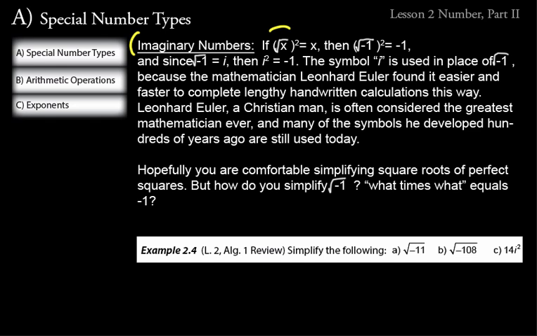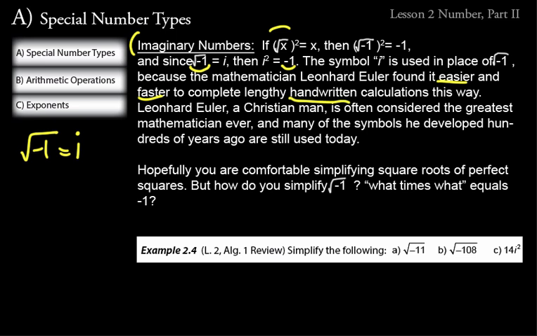Well, the square root of minus 1, that squared is equal to minus 1. And then for shorthand, we say that the square root of minus 1 is i, which means i squared is negative 1. So instead of writing the square root of negative 1 over and over and over again, Leonhard Euler decided to just use the letter i. It wasn't used that much in mathematics, so let's just use the letter i and place it for the square root of minus 1. It's easier and faster to complete lengthy handwritten calculations.